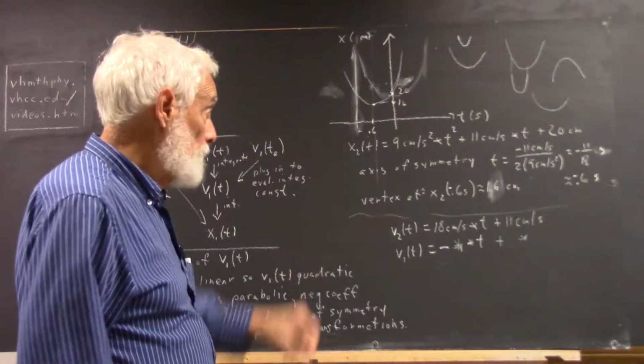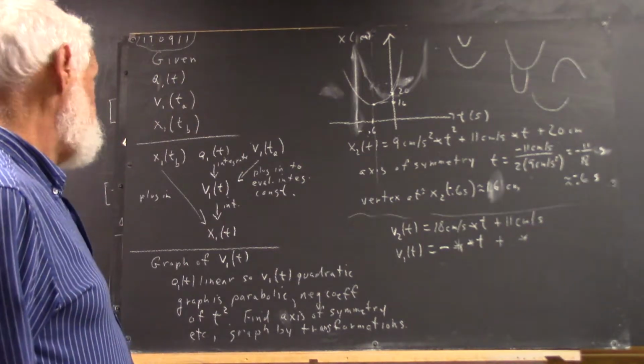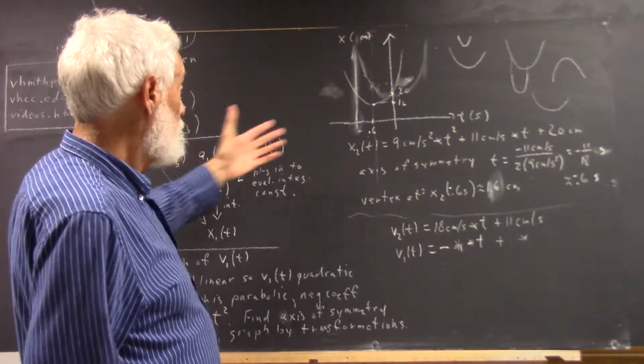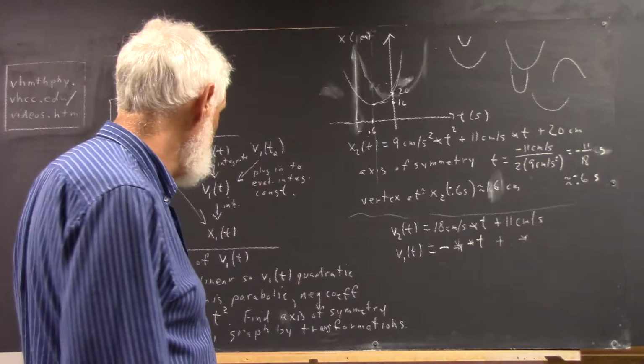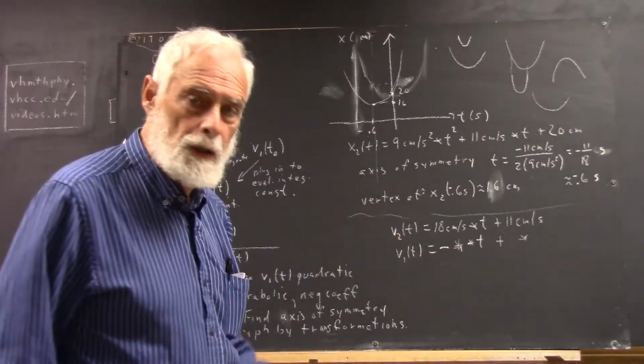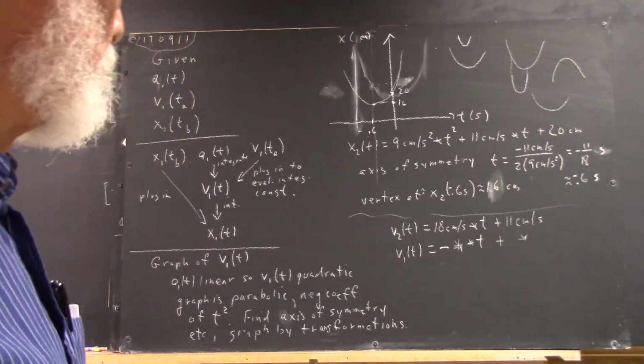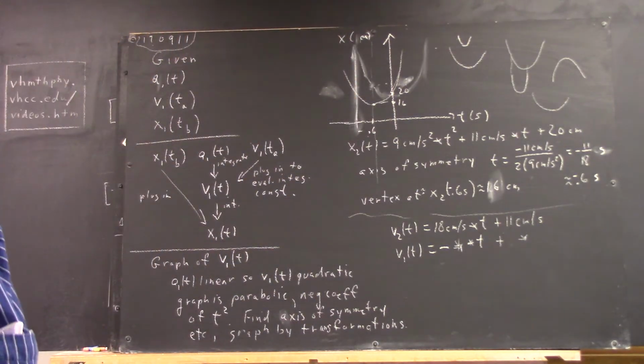So just a little bit about parabolas, and they're kind of important because if we have linear acceleration, we get a parabolic velocity graph. If we have constant acceleration, we get a parabolic position graph. So parabolas are going to occur, as will straight lines, fairly often in our analysis of motion.